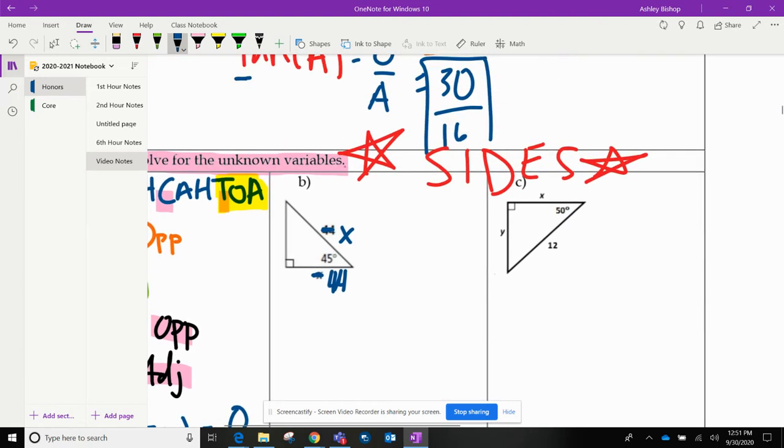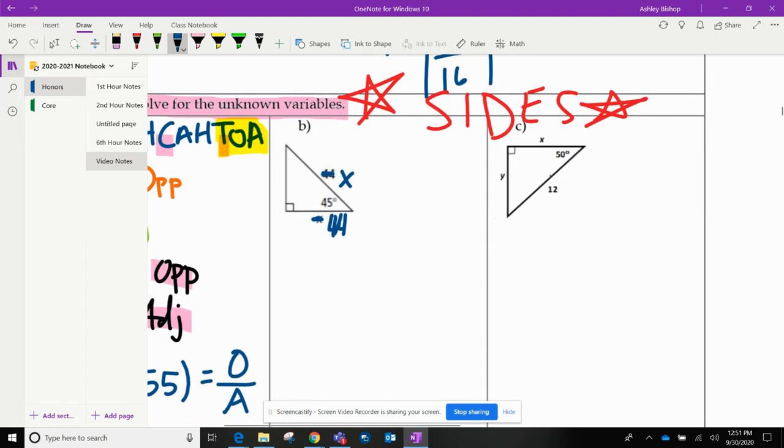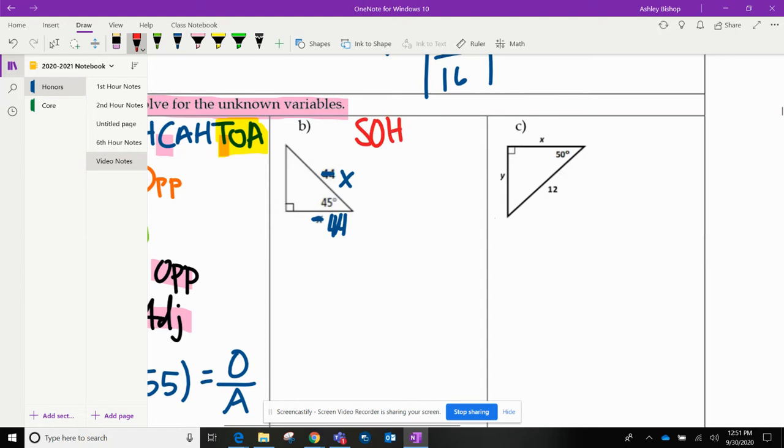But again, I want to find the missing variable. I want to find what x is equal to. X is going to equal a side. So the very first thing I'm going to do, no matter what, is write my SOHCAHTOA. I'm going to erase this just so I have room. SOHCAHTOA. Okay, and we're going to do those.